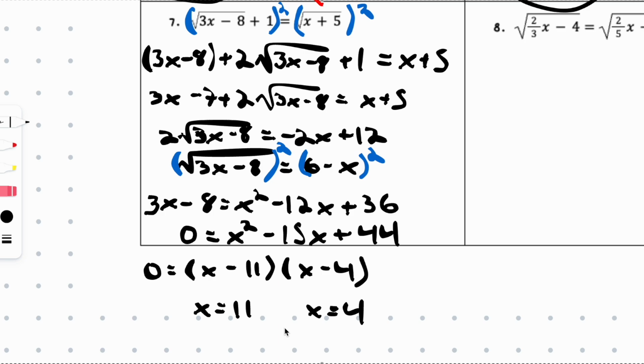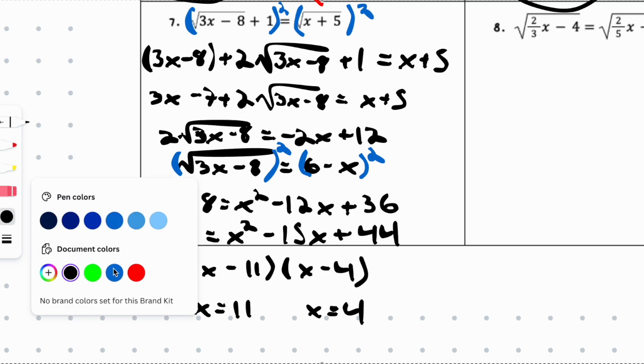The square root of 25 is just going to be positive 5. And positive 5 plus 1 is going to be positive 6. Now we do 11 plus 5, and we end up getting 16. The square root of 16 is going to be 4. So we ended up getting 6 equals 4, which is not correct. So this is going to be an extraneous solution.